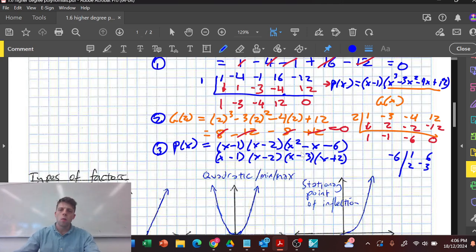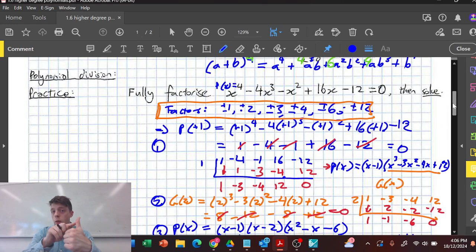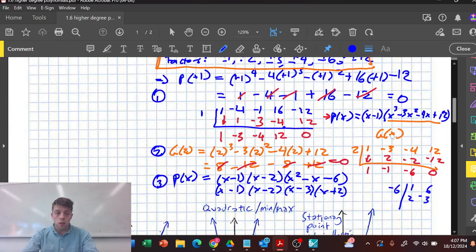Is that the answer? Well, remember what I said at the start. Whenever we get given a question like this, we need to make sure we read the question 3 times. So the idea is read the question, read the question, read the question. We read the question once during reading time. We read the question again right before we do it. We read the question once more after we've answered it. Now, the question says fully factorize and then solve. You would have lost a mark just then. So let's make sure we can solve it.